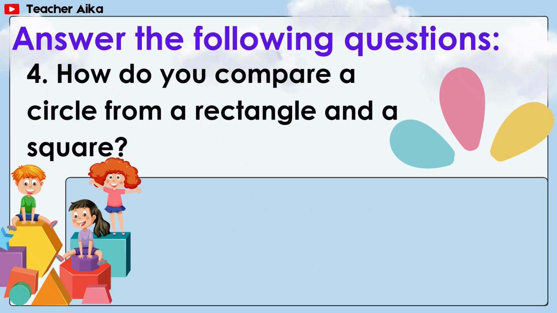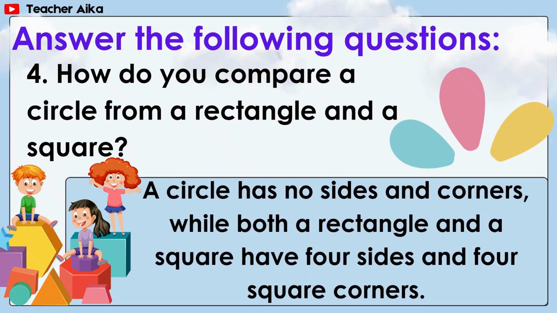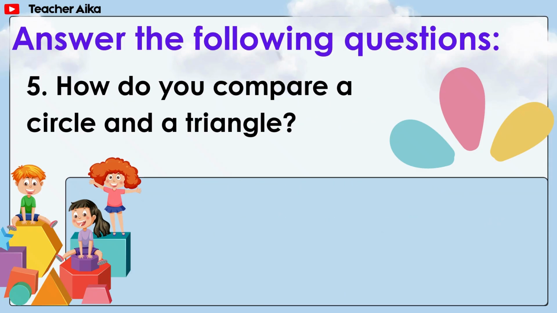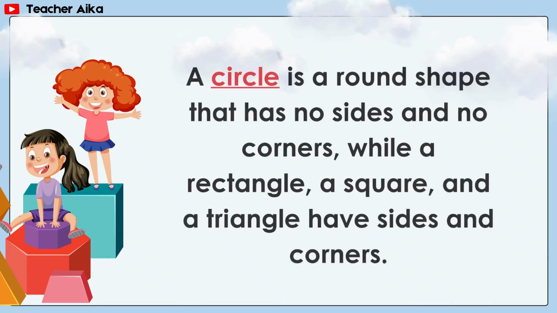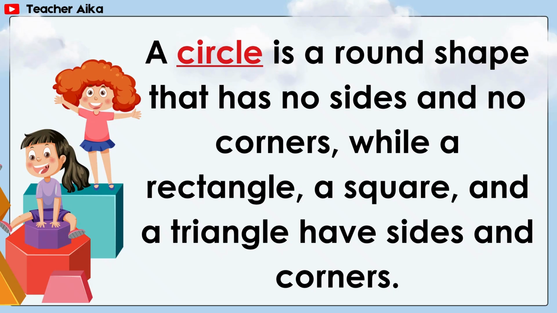4. How do you compare a circle from a rectangle and a square? Answer. A circle has no sides and corners, while both a rectangle and a square have 4 sides and 4 square corners. 5. How do you compare a circle and a triangle? Answer. A circle has no sides and corners, while a triangle has 3 sides and 3 corners. A circle is a round shape that has no sides and no corners, while a rectangle, a square, and a triangle have sides and corners.